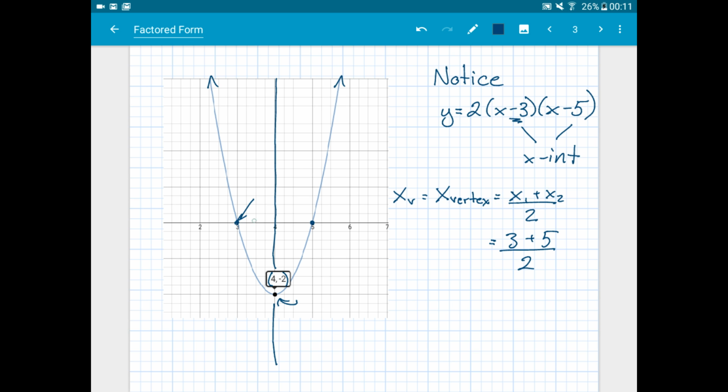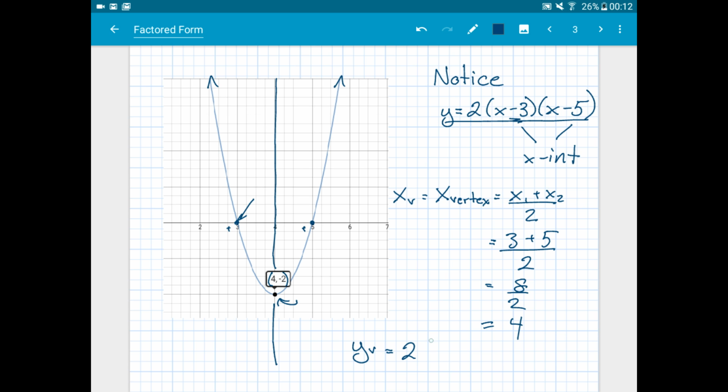Okay, so the x-intercept is positive 3, and the other x-intercept is positive 5. So we get 8 over 2, which is 4. And that's the x value of the vertex. Now, if you want to find the y value of the vertex, well, an x value is just an input. Plug in the x value into the equation and get the corresponding output, which is a y value.